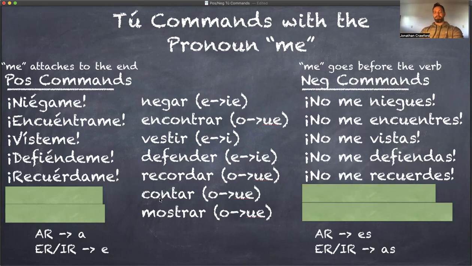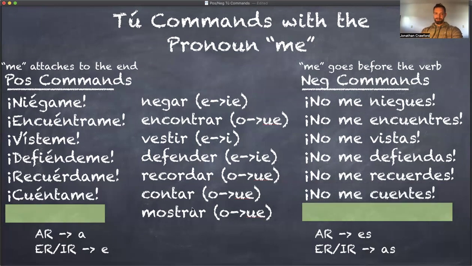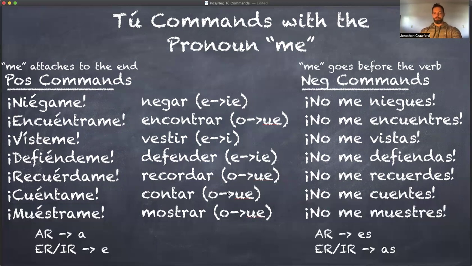Contar means to tell. Most of the time it means to count, but in this case, like if you're doing it to yourself or if someone's doing it to you, it probably means to tell. It depends on the context. And so contar, like tell me, will be cuéntame. Or don't, it will be no me cuentes. And then mostrar means to show. So you say, show me, muéstrame, or don't show me, no me muestres.